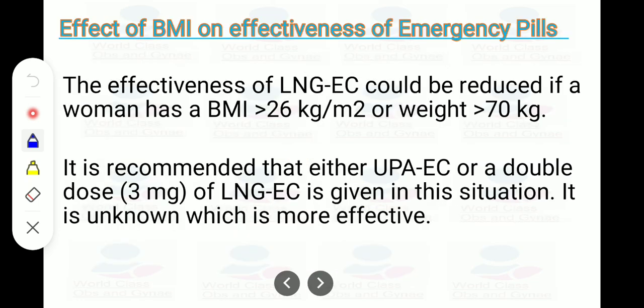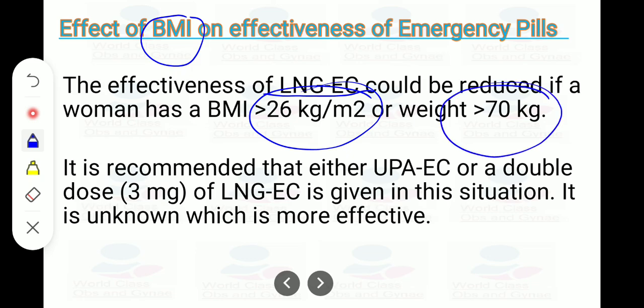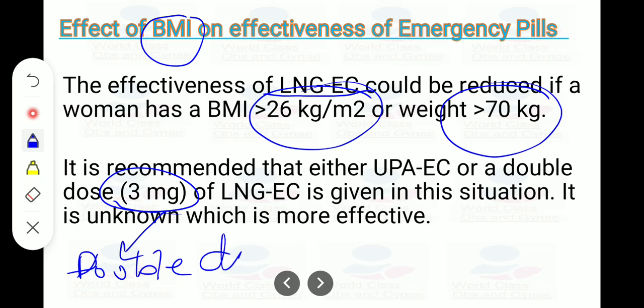And is there any effect of BMI on emergency contraception? It is written that the effectiveness of levonorgestrel could be reduced if the woman has a BMI of more than 26 kg per meter square or weighs more than 70 kg. So if an MCQ states that weight or BMI, and a dose of levonorgestrel is written, then we will prescribe the higher dose. Either we prescribe ulipristal acetate, which is more effective than levonorgestrel, but if a dose of 3 milligrams, or double the dose of levonorgestrel, is written, we will go for that option.